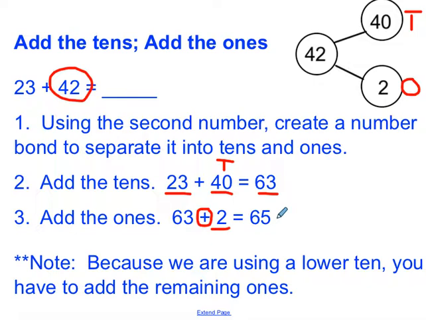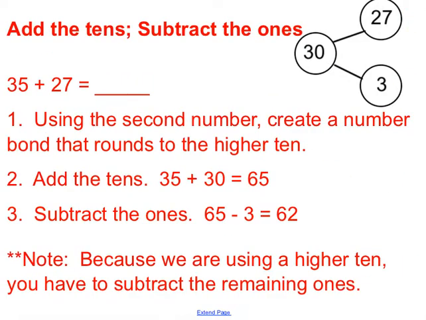Now you're going to notice that the reason why we use this strategy is that we're going to a lower 10, so you added a lower number, so you have to add the second amount. You have to add the 40, then you add the 2 to get your total of 42. Next, I will show you the next strategy.